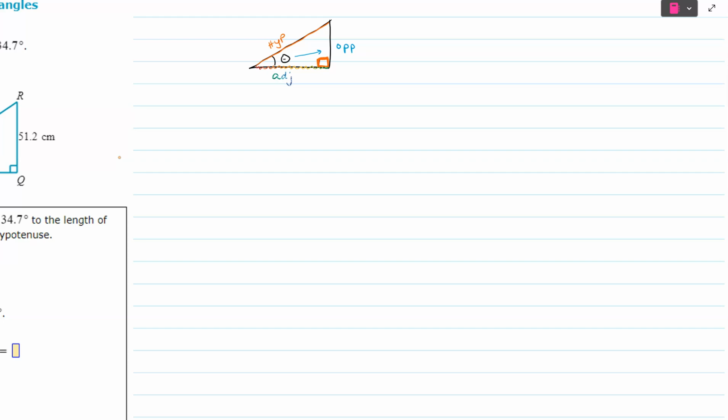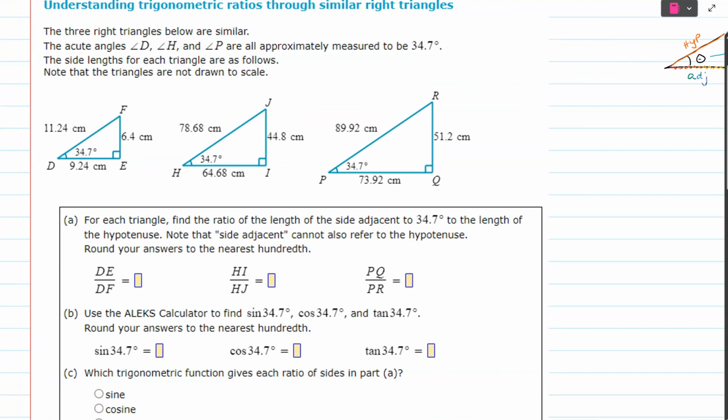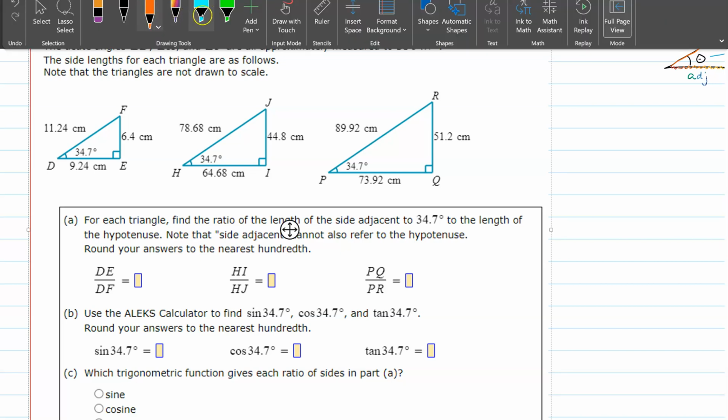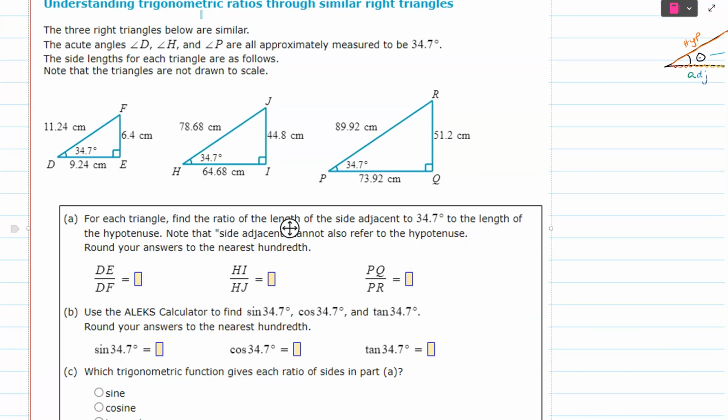We'll label one of the angles as the one that we care about, and we're generally just going to call it theta. And so across from theta is opposite and touching theta is adjacent. So now let's say that these three triangles are similar. Now, how do we know that they're similar? Well, because they've got three angles that are exactly the same.